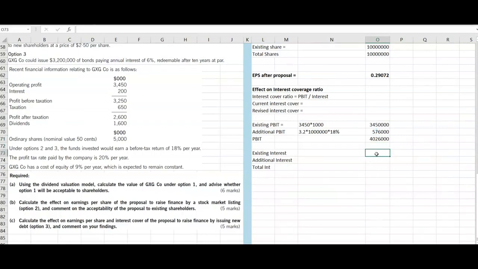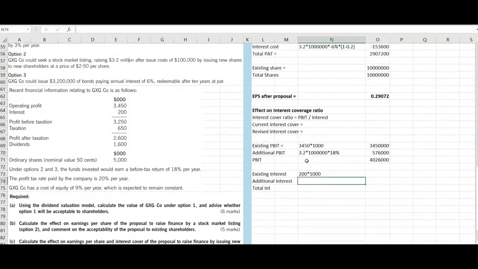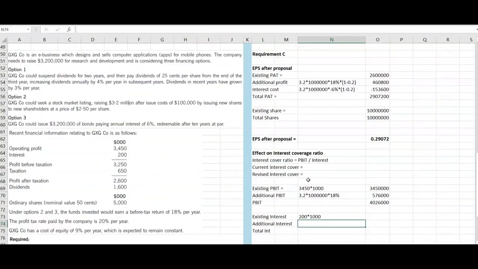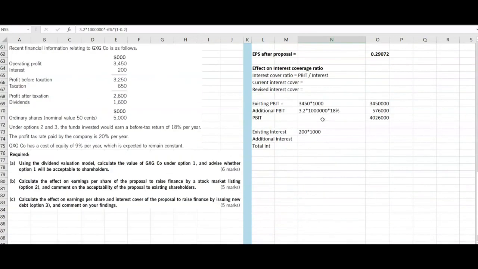So we have to calculate the existing interest. The existing interest is very simple. It is 200 into 1000. So that number is here. 200 is already here. Additional interest, we have to find out what it is. So we already have worked it out in the above. So we'll take that number. The additional interest would be without tax. We should not take the tax element, and we don't need to have it as a minus number. So we can quickly work it out.